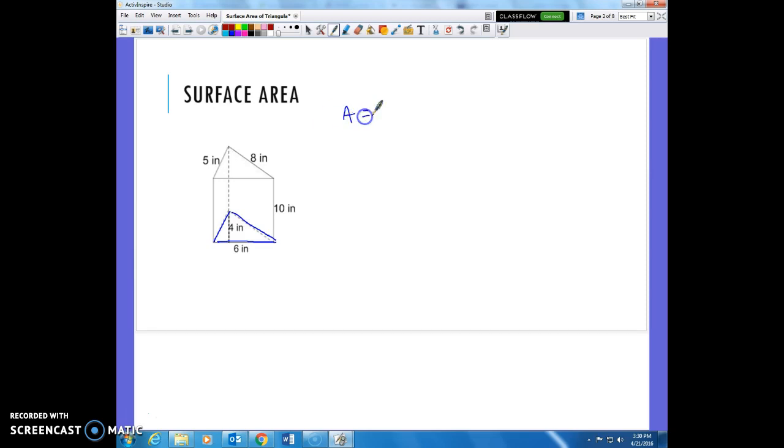So the area of the triangle is 6 times 4 divided by 2. Alright, so what I did was I just found the area of this triangle, which we've been practicing for volume. Now in the past, what we would do is multiply that by 10, because we would be finding the volume, or how much it holds. But we're not finding how much it holds this time. We're trying to find how much space is on the outside of it.